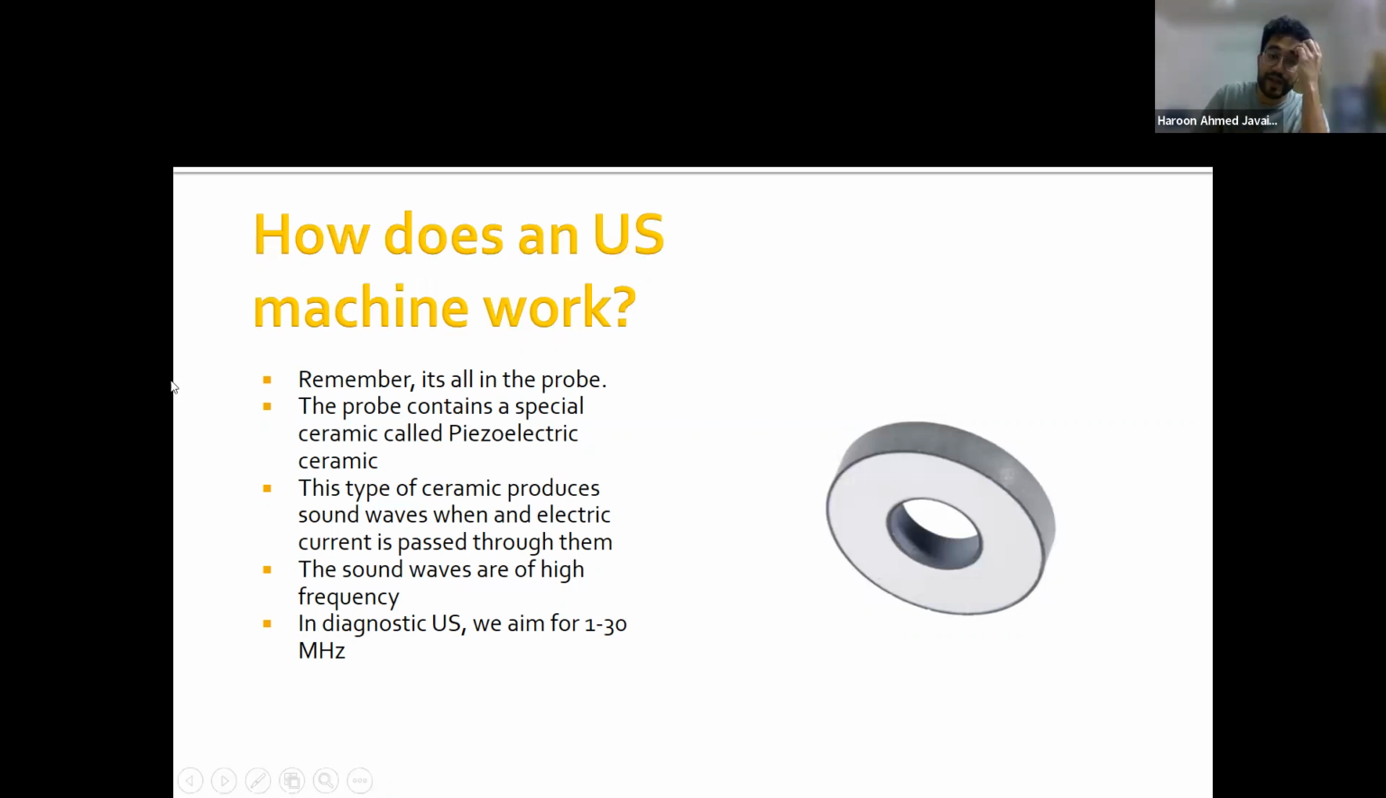So the probe contains a special ceramic material called piezoelectric ceramic. And the special quality of this is it produces sound waves when electric current is passed through it. And these sound waves are of a higher frequency, which is basically ultrasound. So they basically produce ultrasound when you pass electricity through them. So this is a special material. Basically, when you pass electricity through them, they vibrate. And when something vibrates, it generates sound. They vibrate at a very high pace, and that generates an ultrasound, okay?